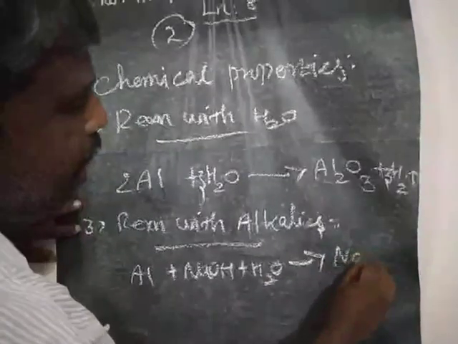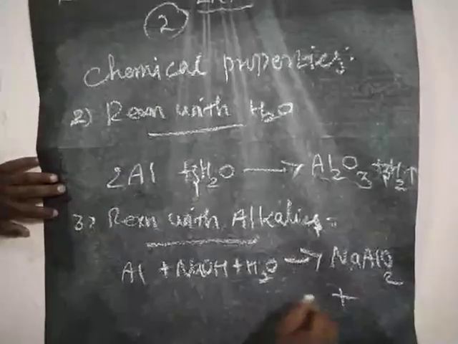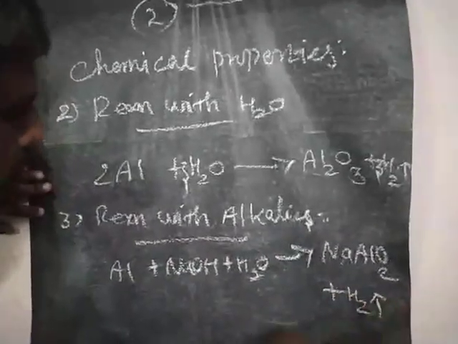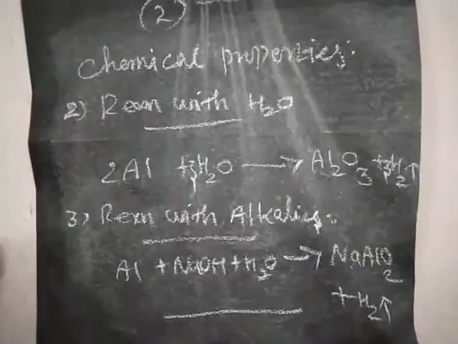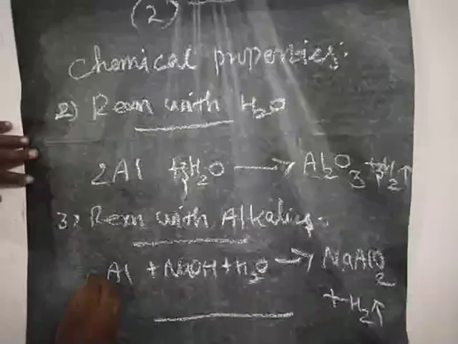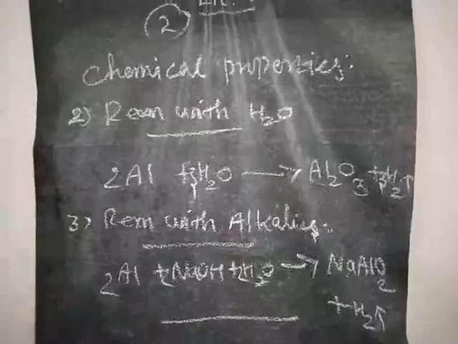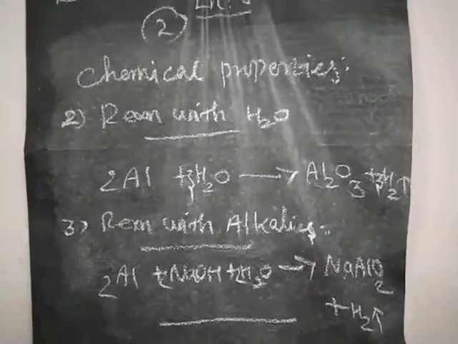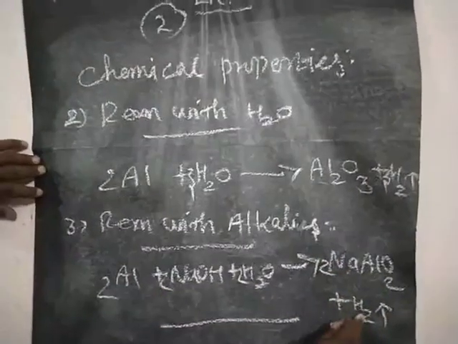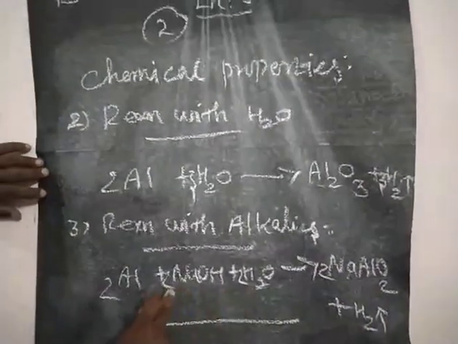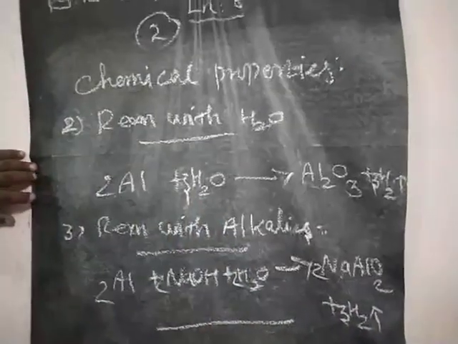NaAlO2 plus, which one is liberated? Hydrogen gas is liberated. Next we have to balance this equation. So how to balance it? 2, here also 2. Next, here how many aluminium atoms? 2. Here hydrogen 4. Here 2. So totally 3. In this way you have to balance this equation.